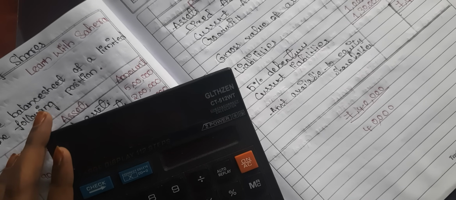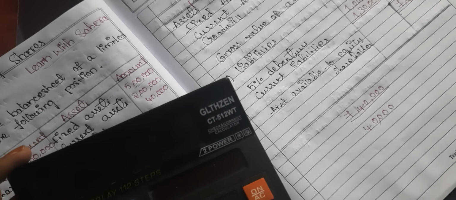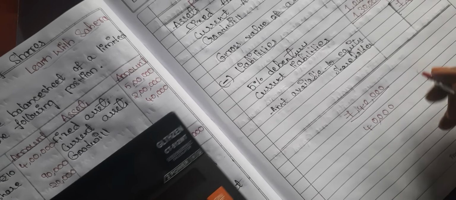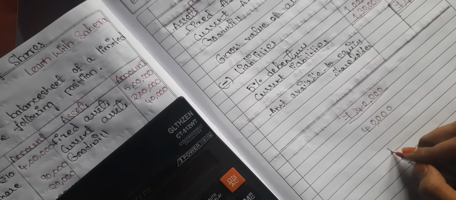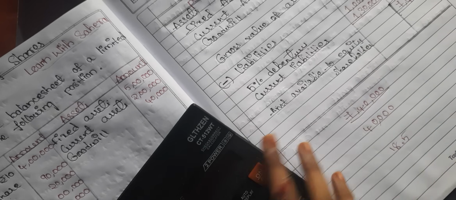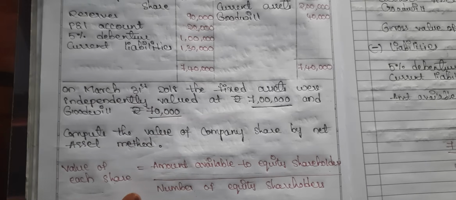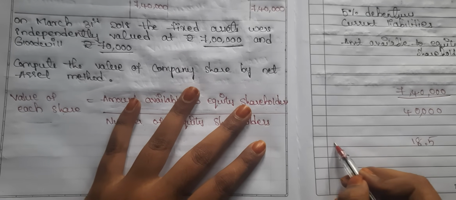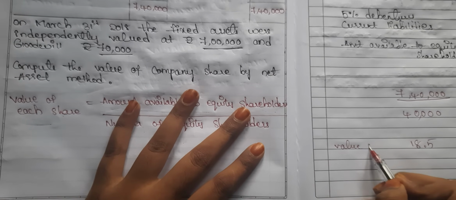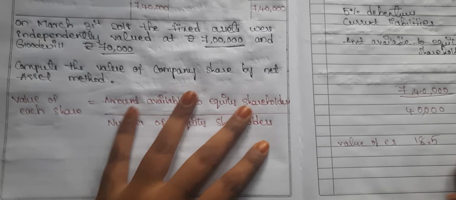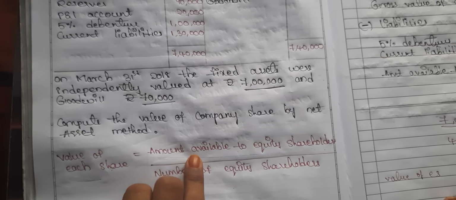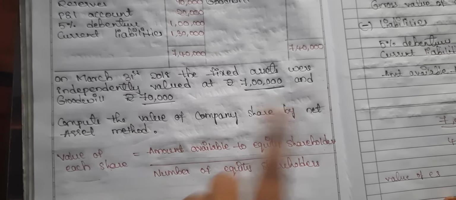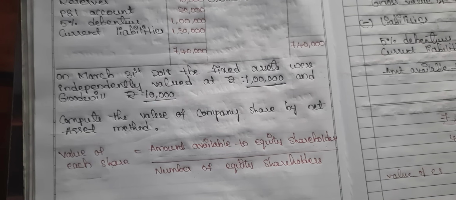740 divided by, how much is it? 18.5. Okay, it is 18.5. 18.5 is nothing but the value of each share. You can write here: value of each share. And this is the value of the company's share by the net asset method. Okay, we have completed the net asset method, right?